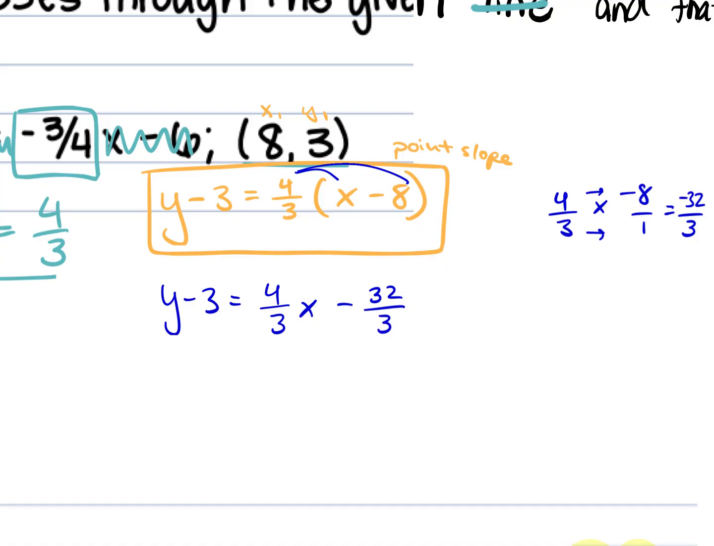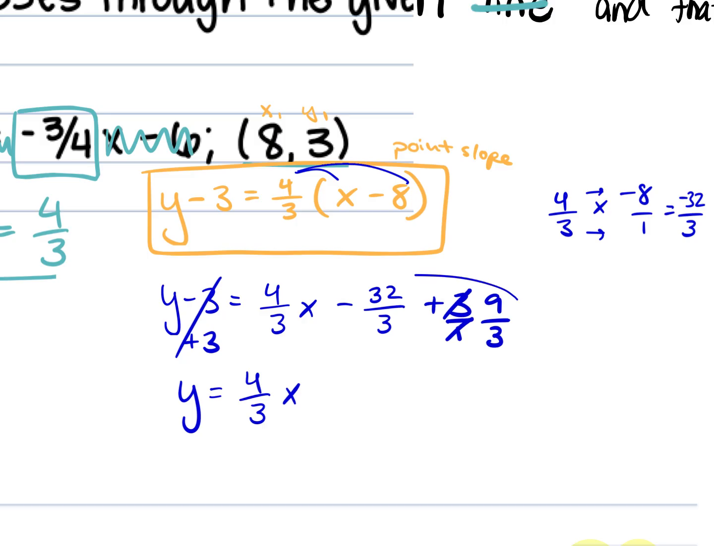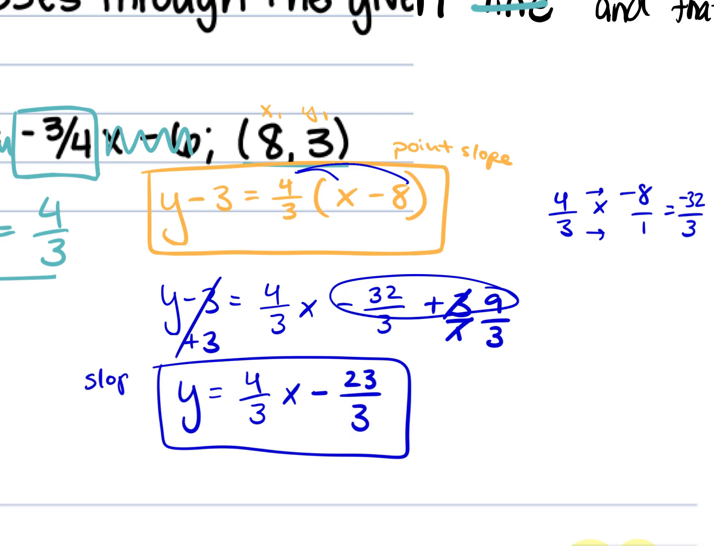What would we do next? Add 3. So y equals 4 over 3x, we have negative 32 over 3 plus 3. How would we add with fractions? Now we need a common denominator when you're adding with fractions. So I can make it 3 over 1. Our common denominator will be 3, so I can multiply the top and the bottom here by 3. We get 9 over 3. Then we just add the tops together. Negative 32 plus 9 would be negative 23 over 3. So this would be our answer in slope-intercept form.